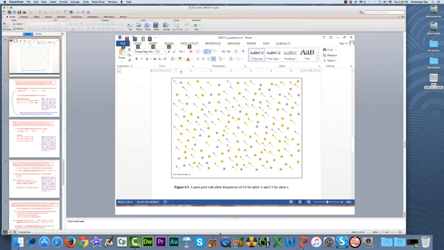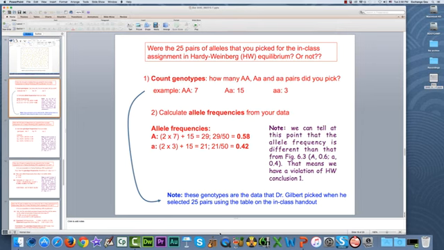So once we've done that, we can go ahead and do our calculations. So what we'll do is work with a set of data that I collected by picking in such a manner, and this is the question that I want you to answer. Were the 25 pairs of alleles that you picked for the in-class assignment in Hardy-Weinberg equilibrium or not?